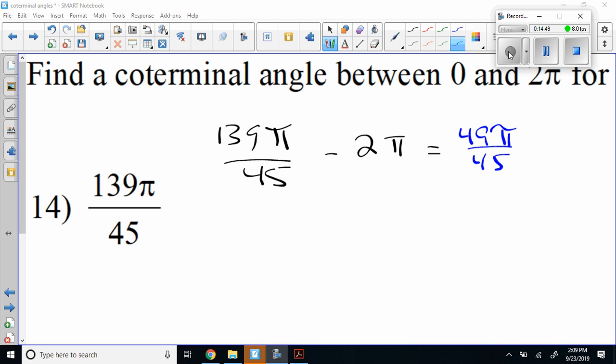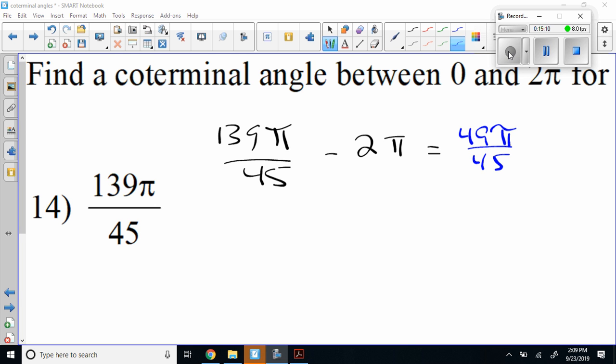Let me reiterate what I'm looking for. 49 without the pi. 49 divided by 45, please. 1.08. It's less than 2 times, right? Yes? Okay, so I'm done.